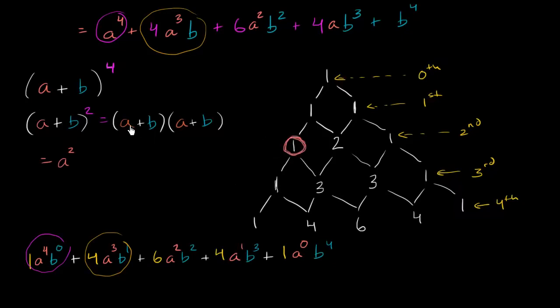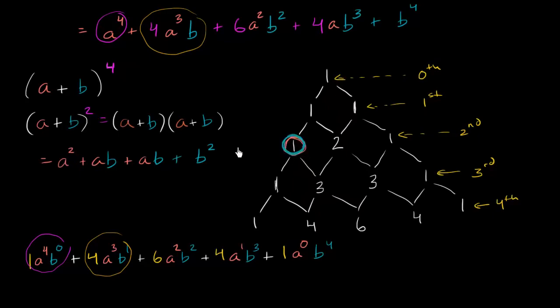Then you're going to have plus a times b. And then you're going to have plus this b times that a. So that's going to be another a times b, plus b times b, which is b squared. Now this is interesting right over here. How many ways can you get an a squared term? Well, there's only one way. You're multiplying this a times that a.